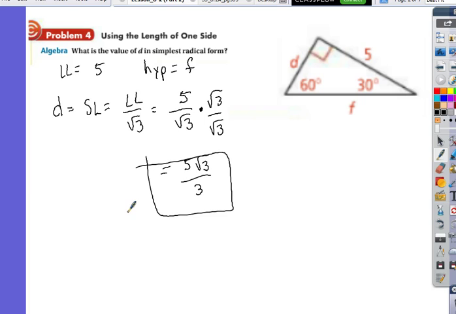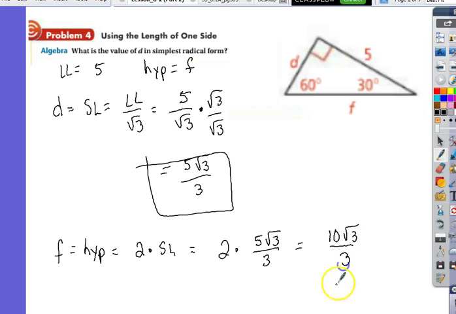I'm going to go ahead and show you how to find F too. So F is equal to the hypotenuse, which is equal to 2 times the shorter leg. Well, what was the shorter leg? 5 root 3 over 3. So what do you think you'd do to solve that problem? Multiply. What would you multiply? 2 by everything. Yeah, just the 2 times the 5. So 2 times 5 is 10. So that'll be 10 root 3 over 3. That makes sense that this is twice as much as that because 5 is half of 10.